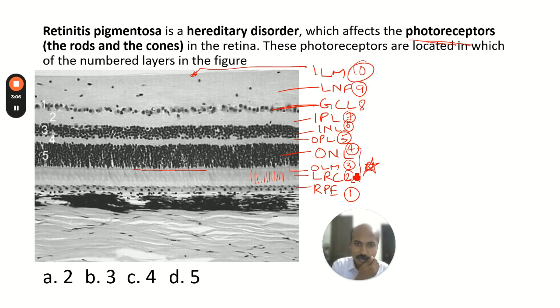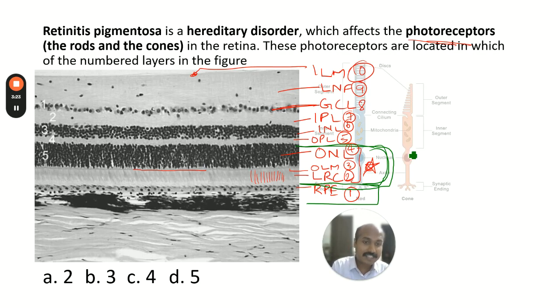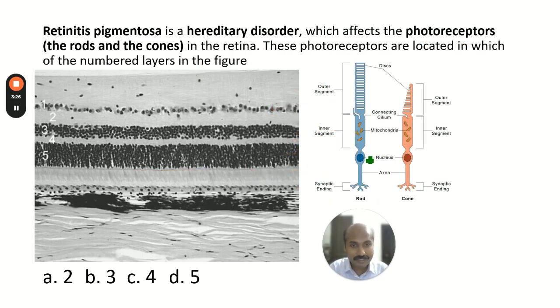That's all correct. Now let us focus on this area, which is of much more interest for us: the outer nuclear layer, outer limiting membrane, layer of rods and cones, and the retinal pigment epithelium. It is already mentioned that it is affecting photoreceptors. This is the catch of this question, because though we say that this is the layer of rods and cones, that is actually only the outer segment of the rods and cones. This is the rod and this is the cone. The rod and cone nuclei are actually located here. So this is the nucleus of the rods and cones, and their processes just go like this.